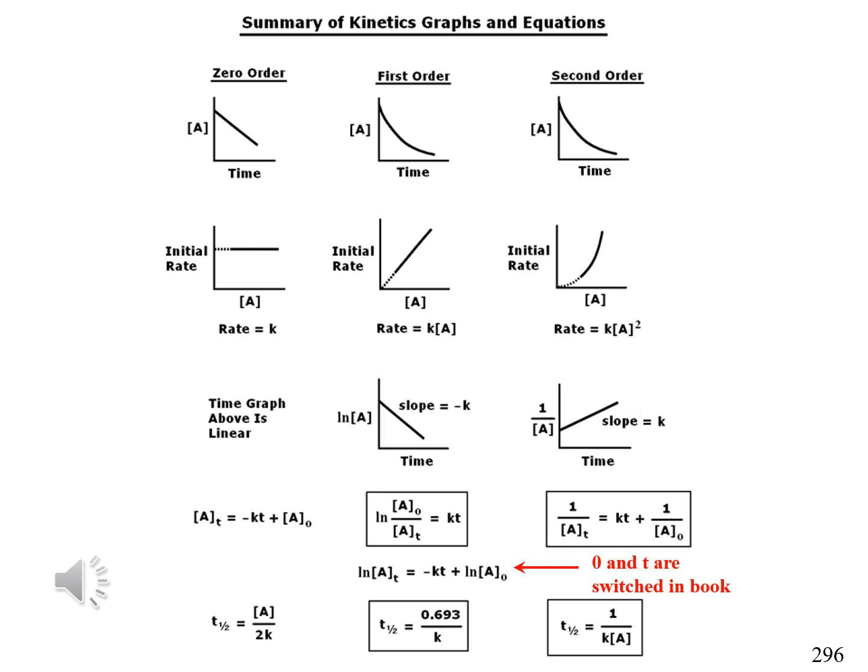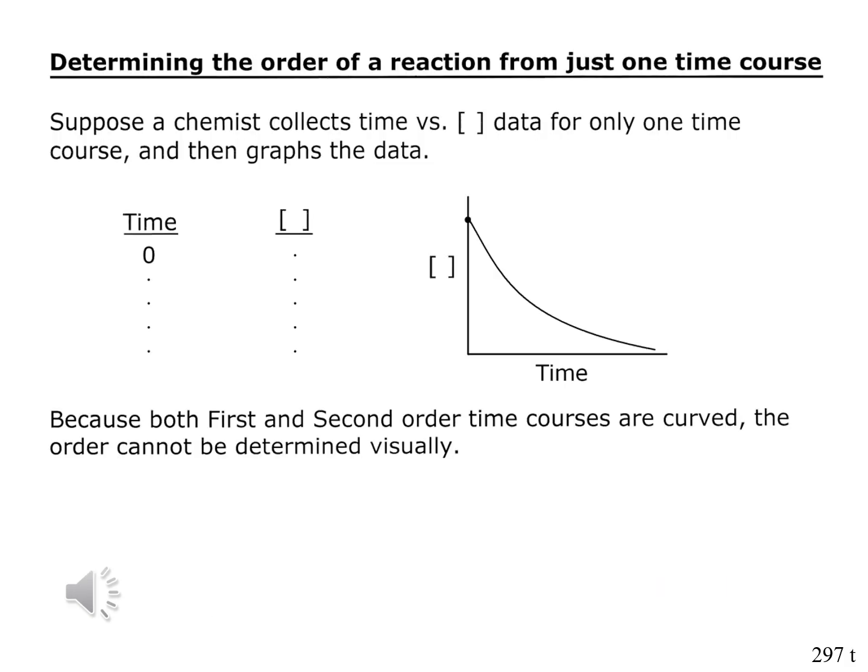Now what I want to use this for next is if you only have one time course and it's a curve, how can you determine from that whether the reaction is first or second order? Because the curves look alike, and you can't make the concentration versus rate graph if you only have one time course. So I want to show you how that can be done. Here's the time course and the data. You can't tell whether it's first or second order because they're both curves.